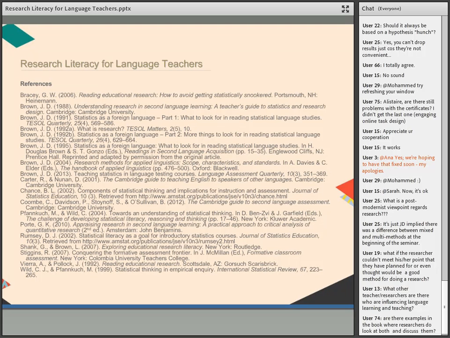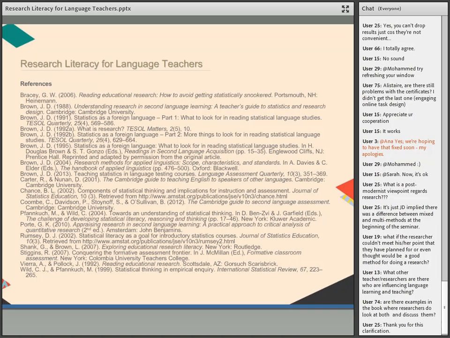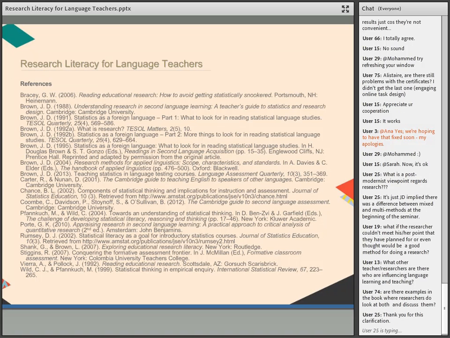Okay, so we've got an interesting question, I think, from Kendi Ho, who asks, what other teacher researchers are there who you think are influencing language learning and teaching? Wow, that's a huge question, and I think we'd be here all day if we were to name just a few. In terms of research, who do you think are the major players out there in the field, JD?